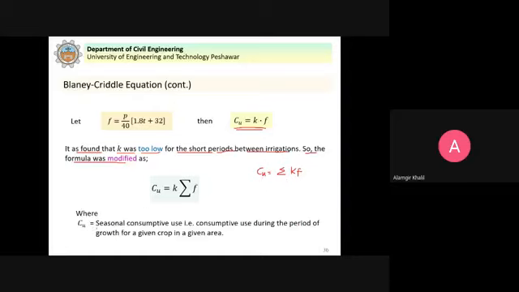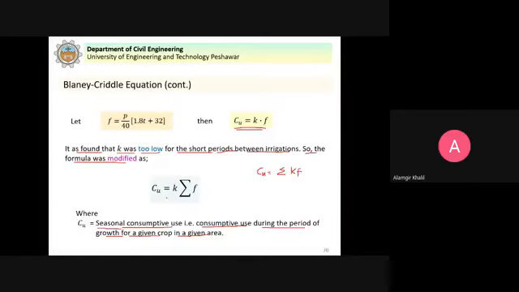Here Cu is the seasonal consumptive use, that is, consumptive use during the period of growth for a given crop in a given area. So using this equation, we can estimate the consumptive use or evapotranspiration for crops.